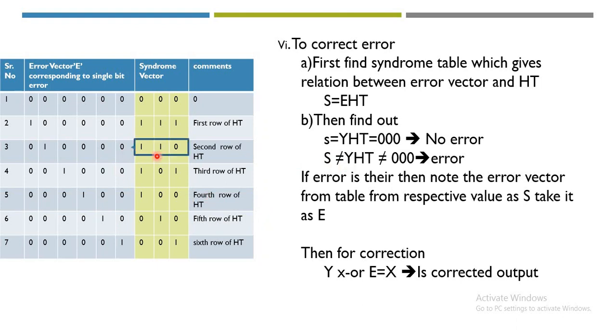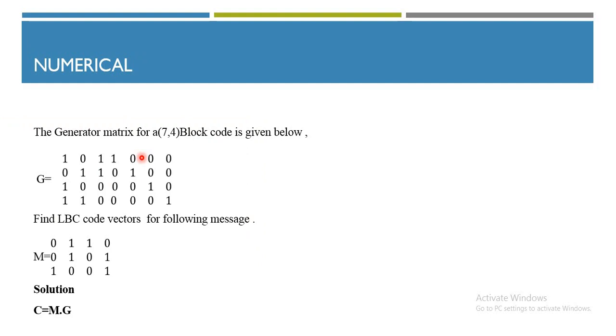So if my S is 110, what is the respective error vector? The respective error vector is 0 1 0 0 0. So it indicates that the error is present at the second location, and for correcting we just multiply the received code word with the error vector and it will give you the corrected output. Okay. Then we are taking one numerical.